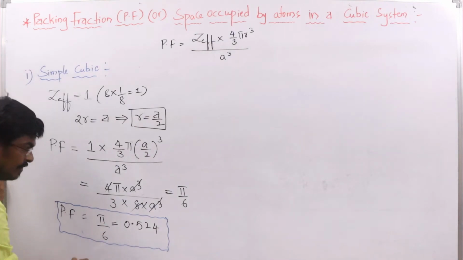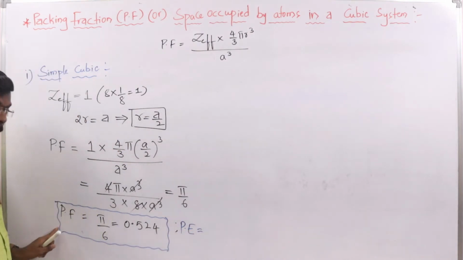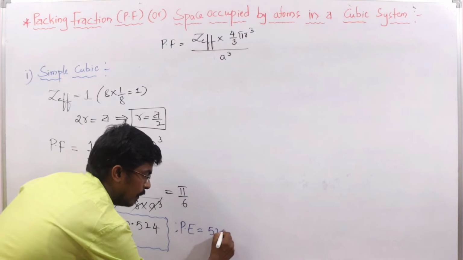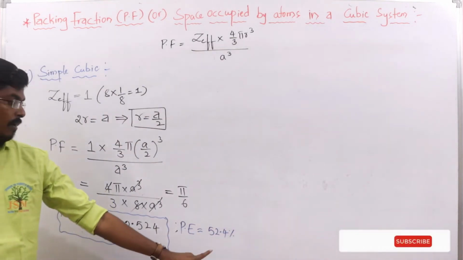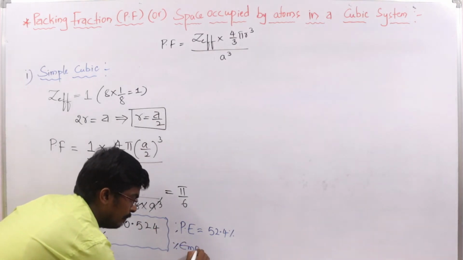So what is the packing efficiency? Here we take the packing fraction into 100, which is 52.4%. The percentage of space occupied is 52.4%. And what is the percentage of empty space?